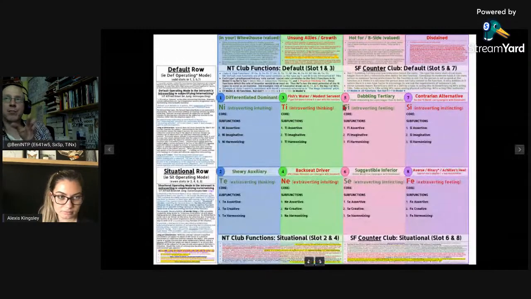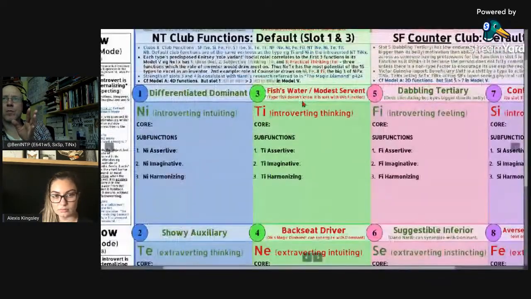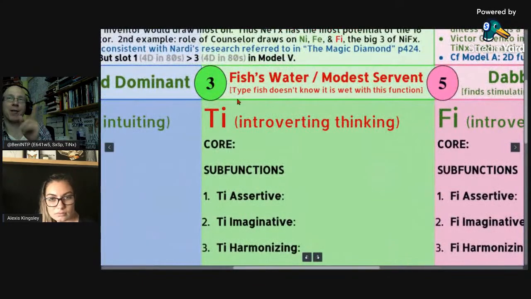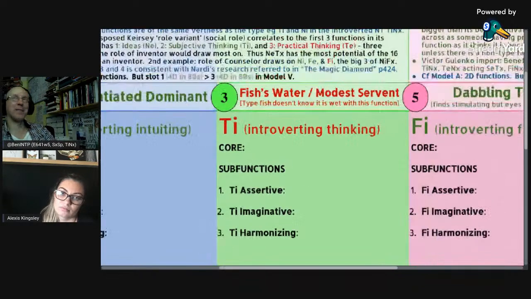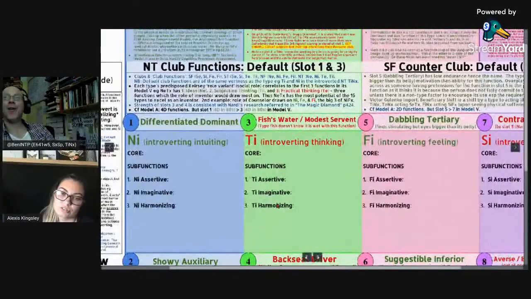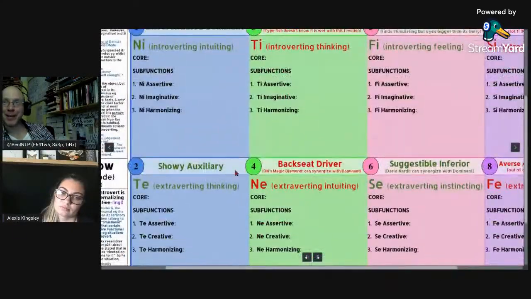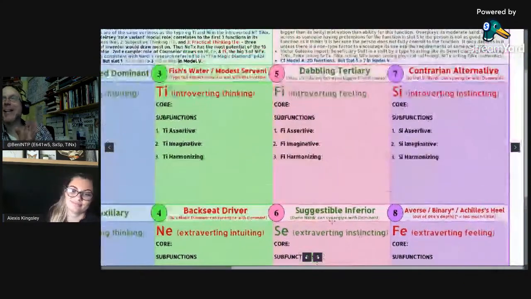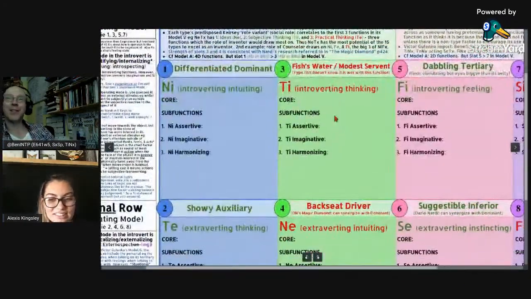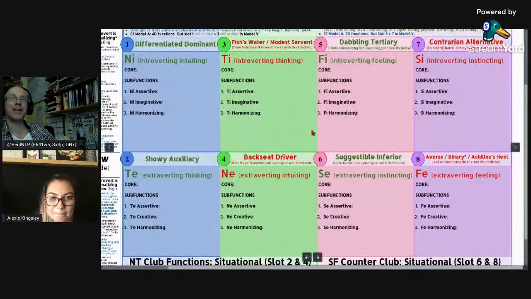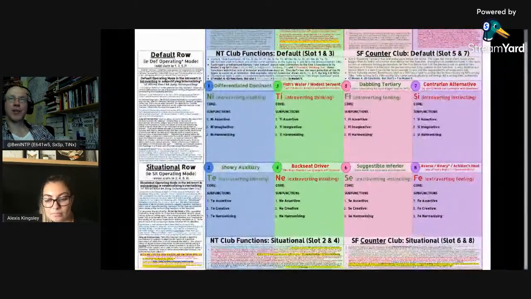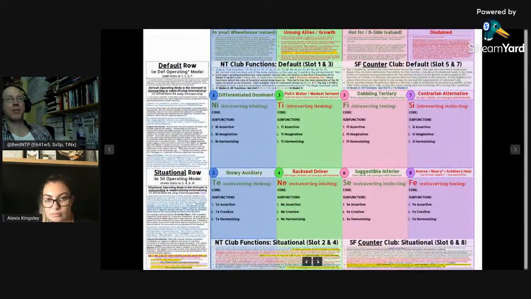Oh, something I should have pointed out. Type fish doesn't know it's wet with this function. INTJ fish doesn't know it's wet with TI. INTP fish doesn't know it's wet with NI. Yeah, I should have put in little bits, trying to cram them in. The fish is water. You swim in TI. But I'll try and get the whole thing in. So yeah.